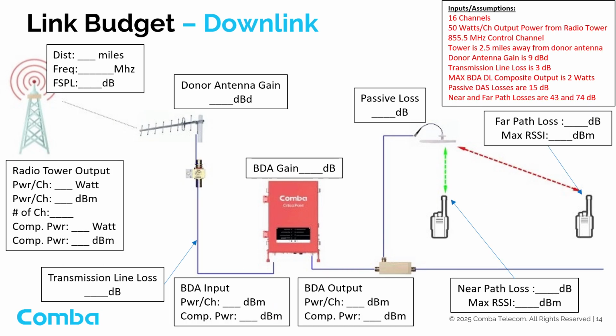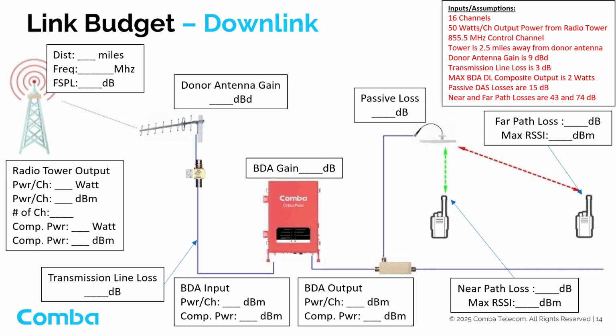Now we're ready to walk through a complete downlink link budget example. The purpose of the downlink link budget is to trace the signal path from the tower transmit antenna to the portable radio receiver, estimate the received signal strength within the building coverage area, and verify that the levels meet required performance limits. Refer to the diagram on the screen showing a typical public safety BDA system.